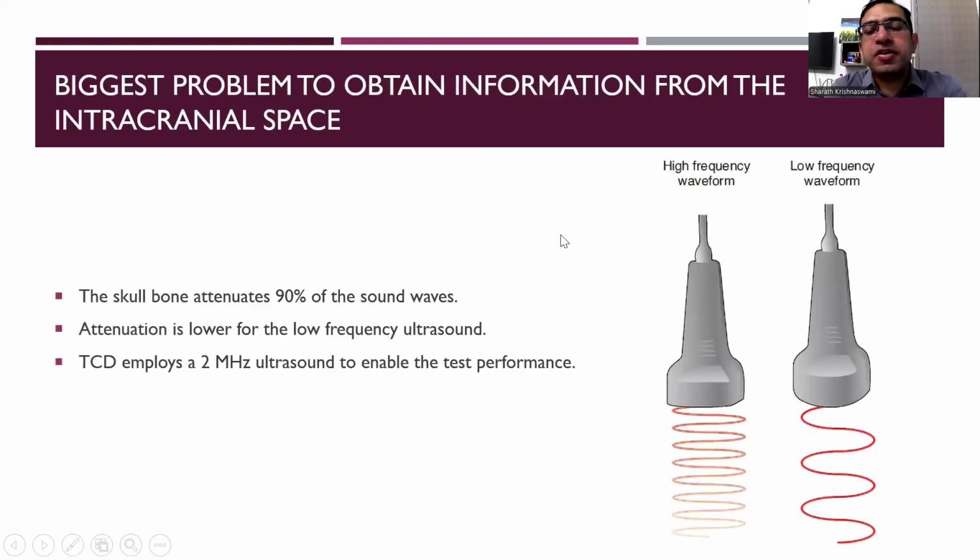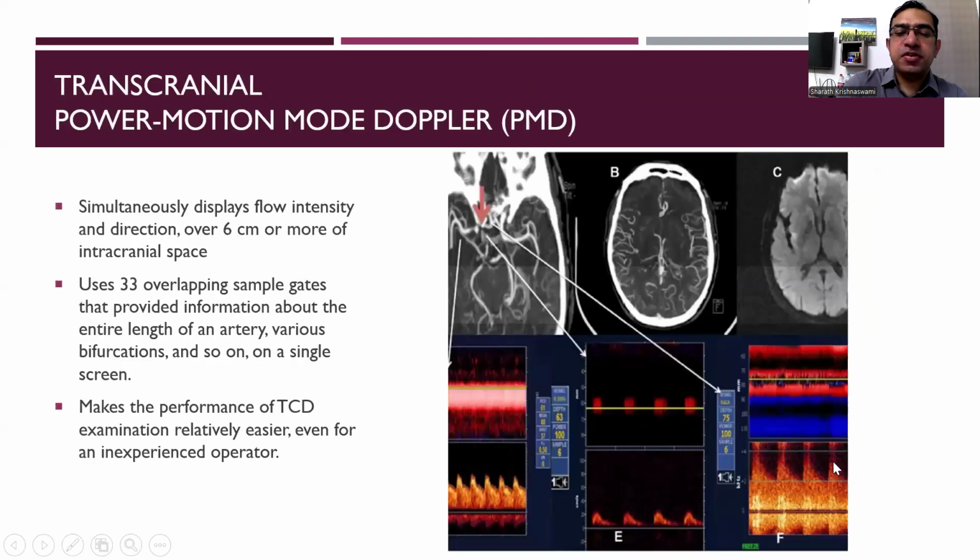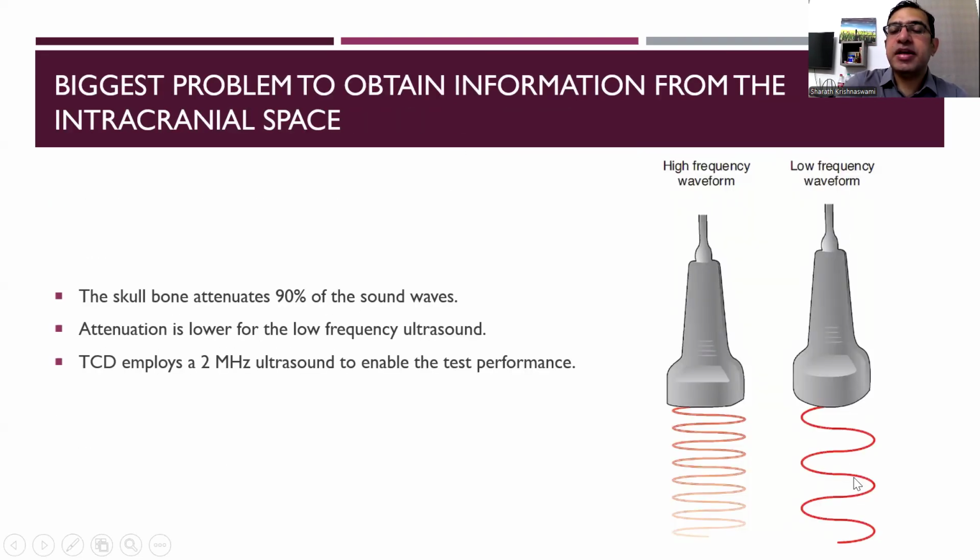So using Doppler on the cranium has its own set of challenges. This is because the skull attenuates 90% of the sound waves, and the attenuation is lower for lower frequency sound, which is why we use lower frequency sound to insonate the blood in the blood vessels of the brain. The transcranial Doppler uses a 2 megahertz ultrasound. Looking at the difference between a high frequency waveform and a low frequency waveform, a low frequency waveform can penetrate the tissue and the cranium better, and hence get the information needed to assess the blood flow.